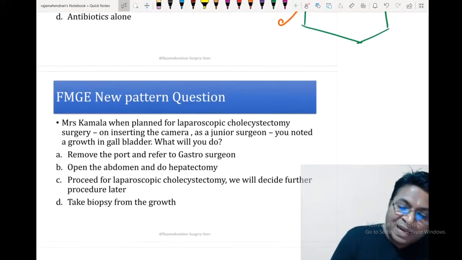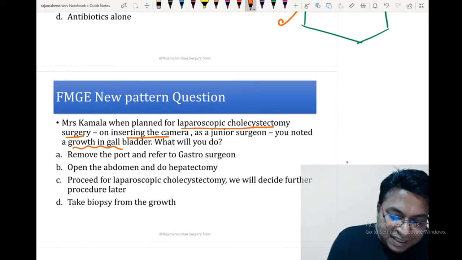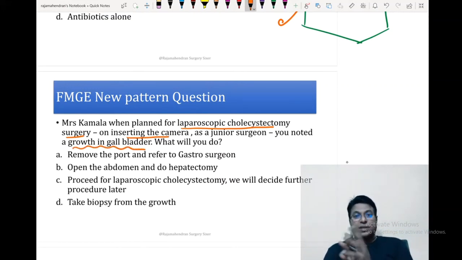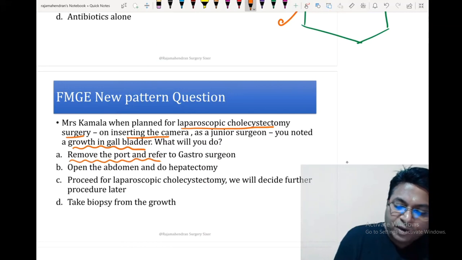Mrs. Kamala, when planned for laparoscopic cholecystectomy surgery, on inserting the camera, you are a junior surgeon, you are noting there is a cancer in the gallbladder. What will you do? You are a surgeon thinking it is a cholecystectomy only you are going to do, and you are going to put the cannula. The moment you put the cannula, you see there is a cancer. What are you going to do? I will remove the port and refer to a gastrosurgeon.